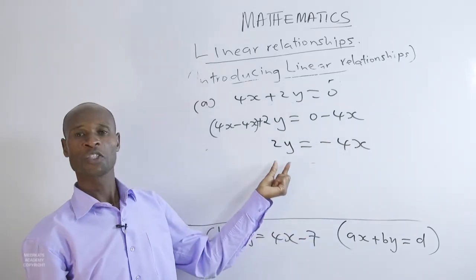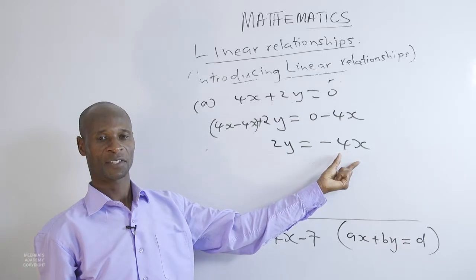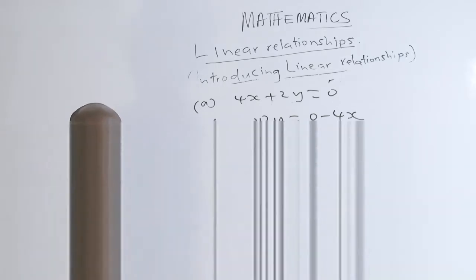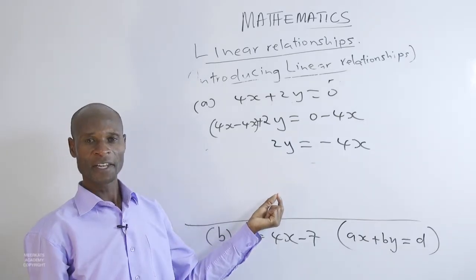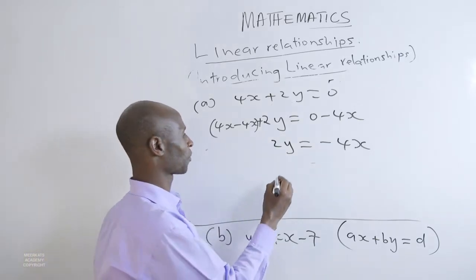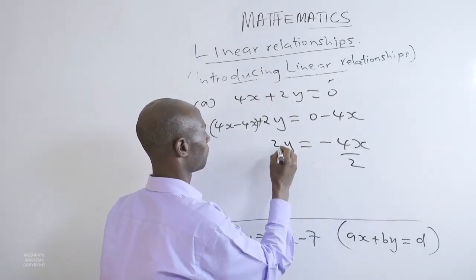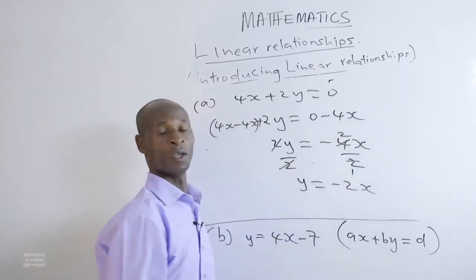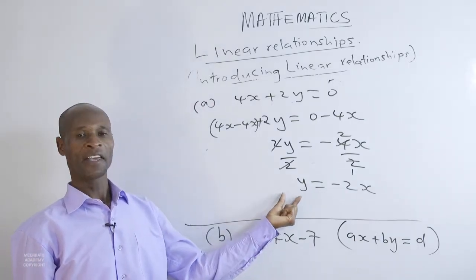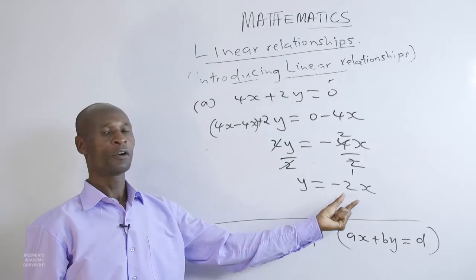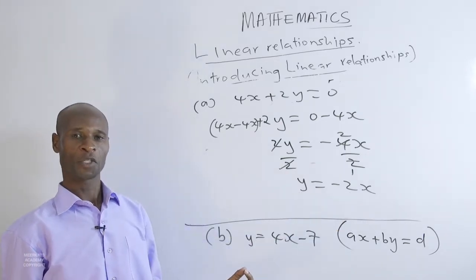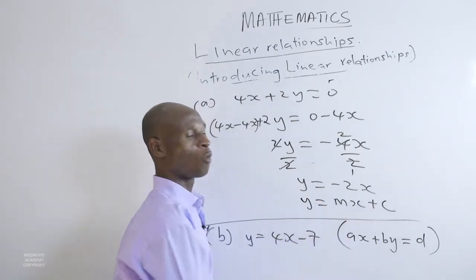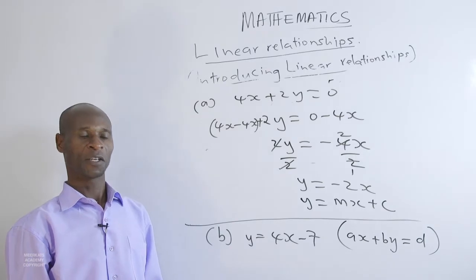So we now remain with 2y is equal to negative 4x. And therefore, what will be the value of y? The value of y will be obtained by dividing each term by 2. So in this case, the value of y is equivalent to negative 2x. And therefore we say we have expressed the equation in the form y is equal to mx plus c.